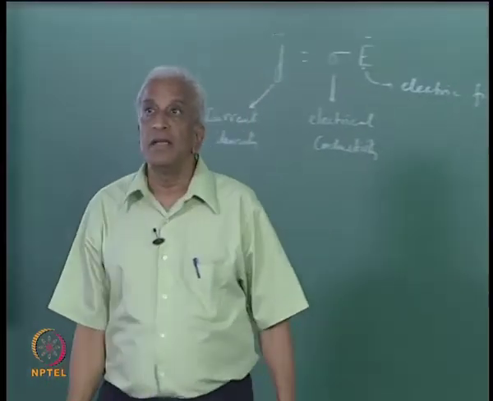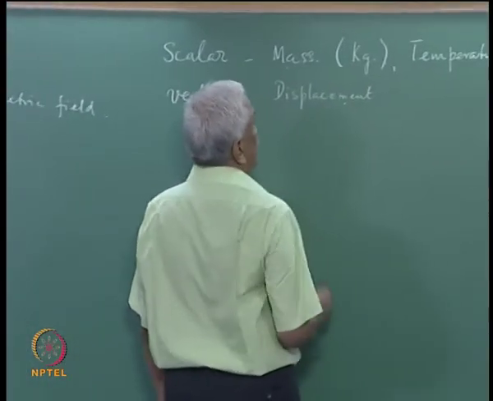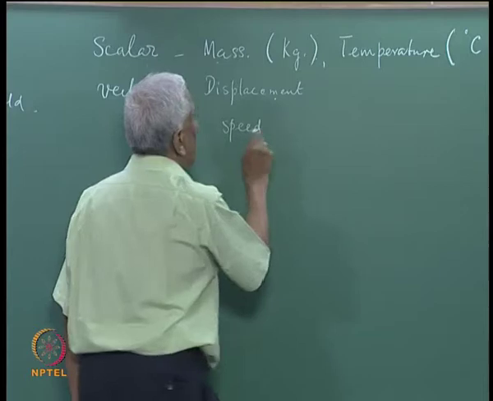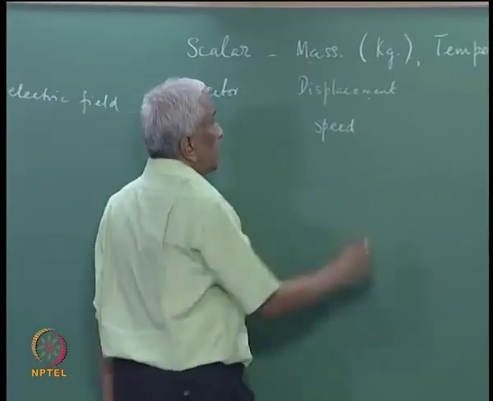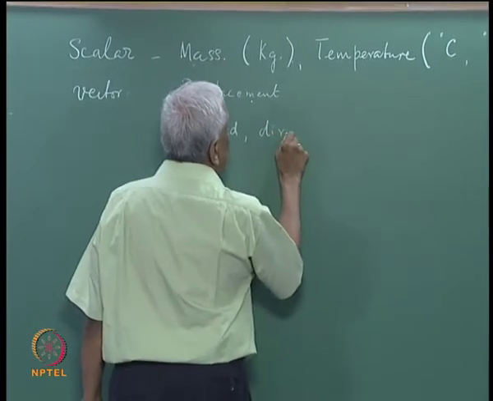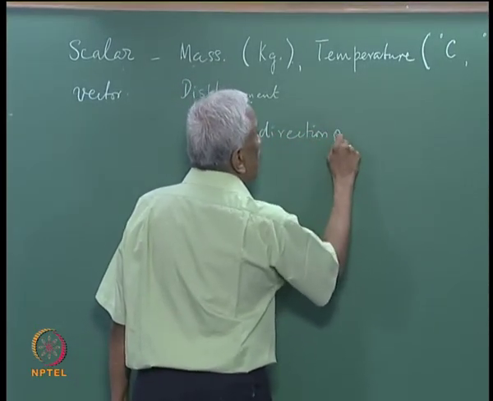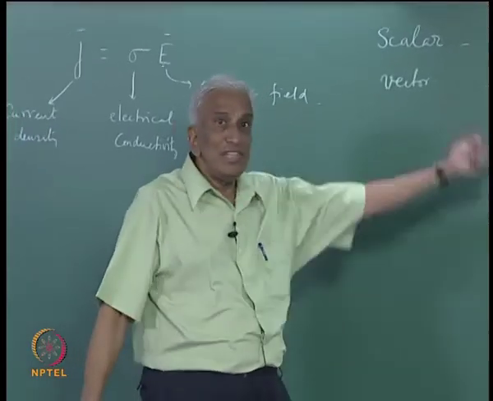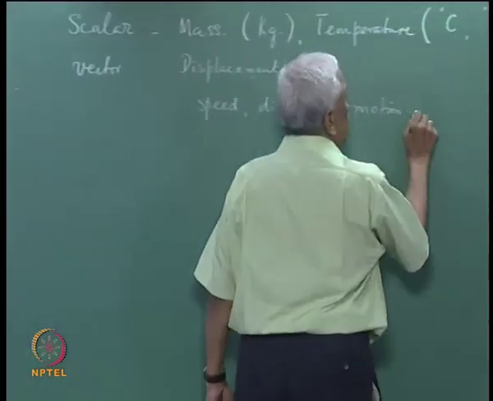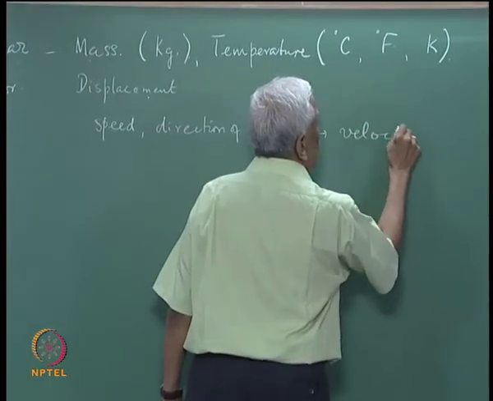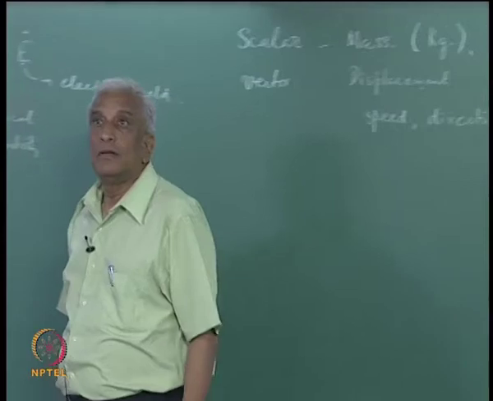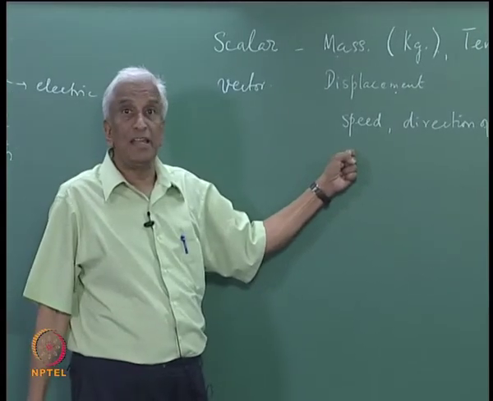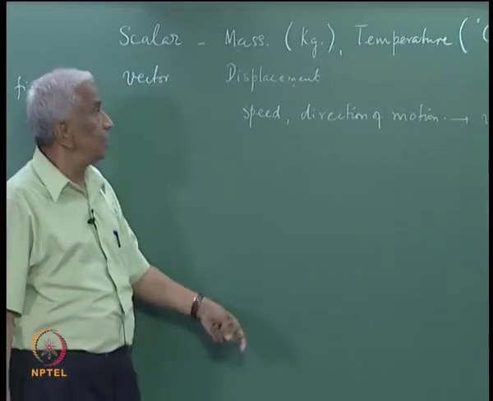In order to specify the displacement, it is not enough to just specify the speed of the object, but also it is necessary to specify the direction of motion. When we specify the speed along with the information about the direction of motion, we refer to this as the velocity. So, the velocity has a magnitude given by the speed and a direction. Such a quantity is known as a vector.